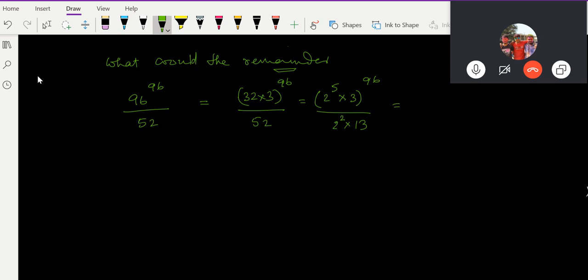So this can be broken up into 2 to the power 96 into 5, which means 480, into 3 to the power 96, by 2 square into 13 to the power 96. Yes, this 2 square can be cancelled. So this becomes 2 to the power 478 into 3 to the power 96 by 13 to the power 96, which is much simpler to deal with. Right? So what is the logic that I'm going to use now?